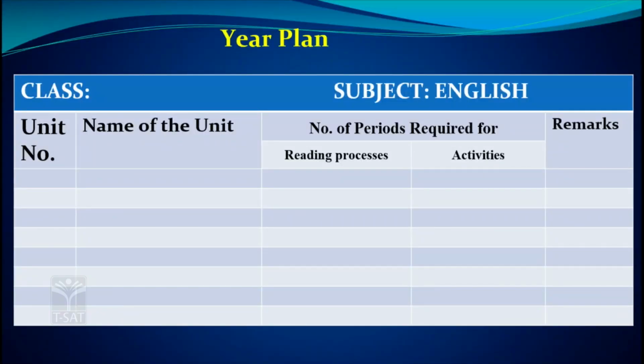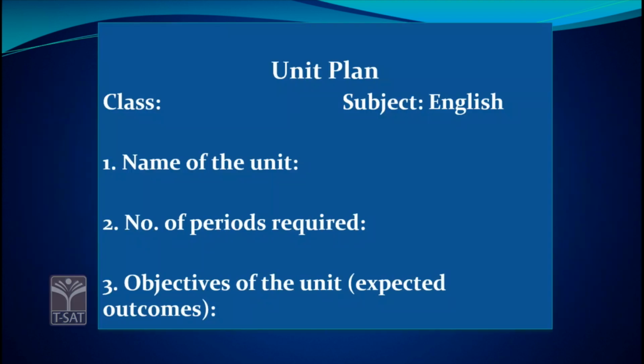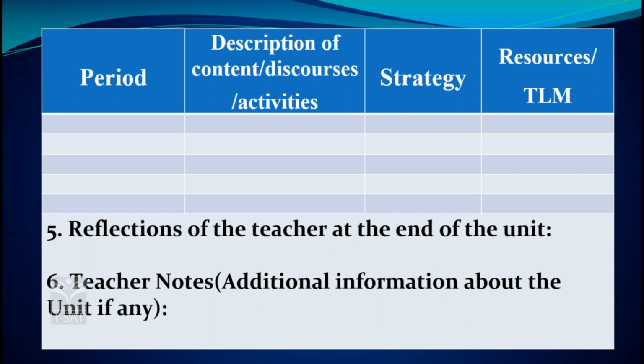The year plan has the serial number, unit number and name of the unit, and number of periods required for reading, processes and activities. If there are any remarks, we have to make a note. And here, in the unit plan, you can see class and subject, here English, and name of the unit and number of periods required, and what are the objectives of the unit or expected outcomes. And here period 1, 2, 3, 4, 5, etc. At every level, description of the content.